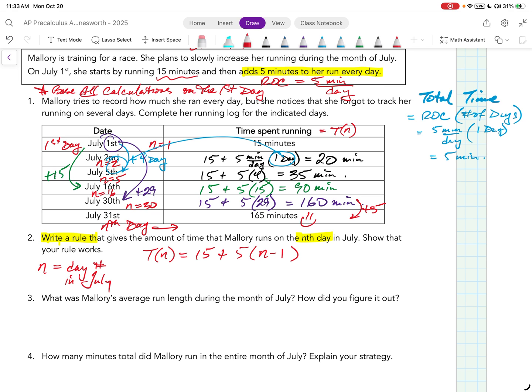Okay, and then it says show that your rule works. Actually before we do that though, let's simplify a little bit. So let's distribute through the 5. So 5n minus 5, 15 minus 5 is 10, so 10 plus 5n.